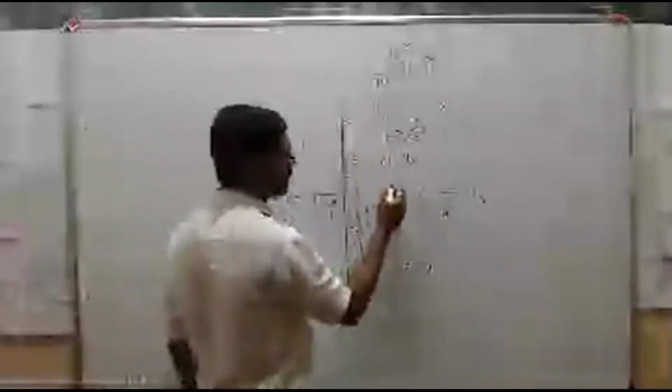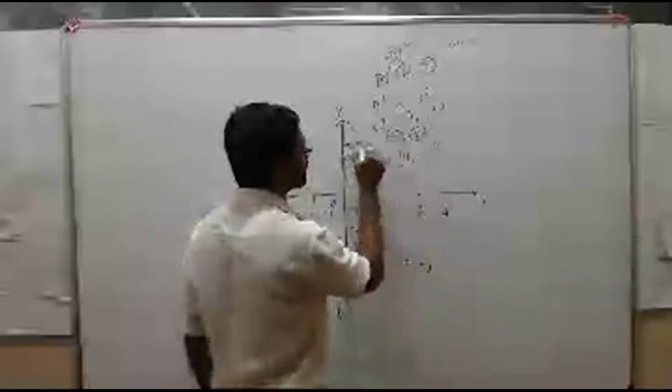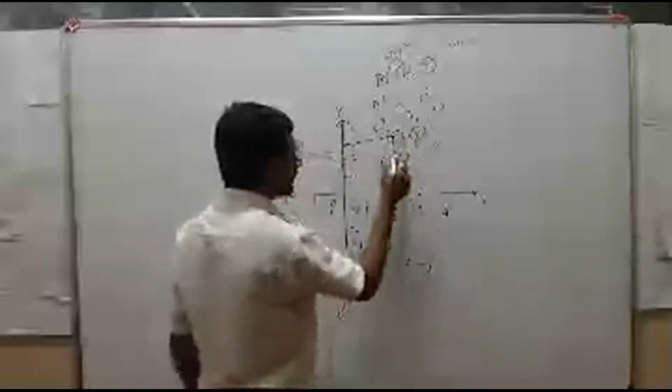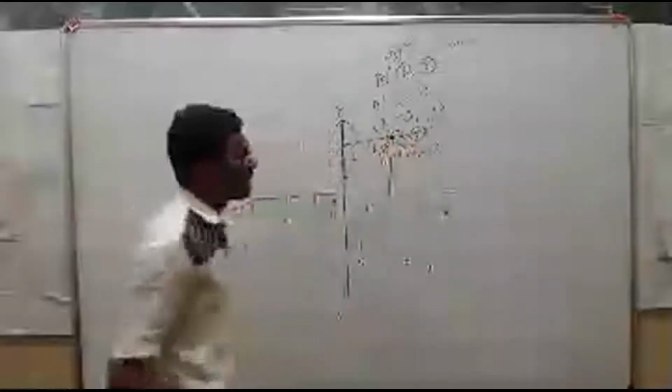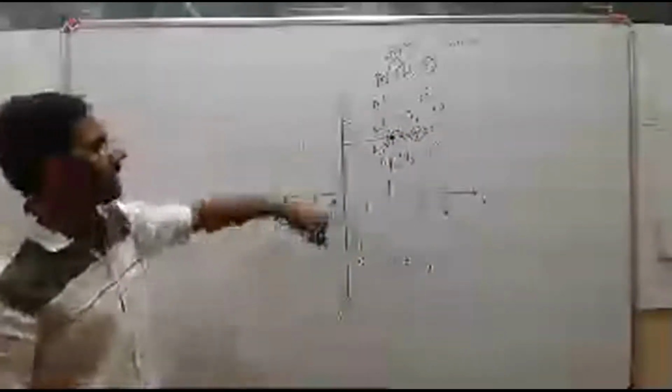A point. X value is how much here? X value is 2. Y value is 3. It is here, point (2, 3). It is the position. Okay. What is the value of B?